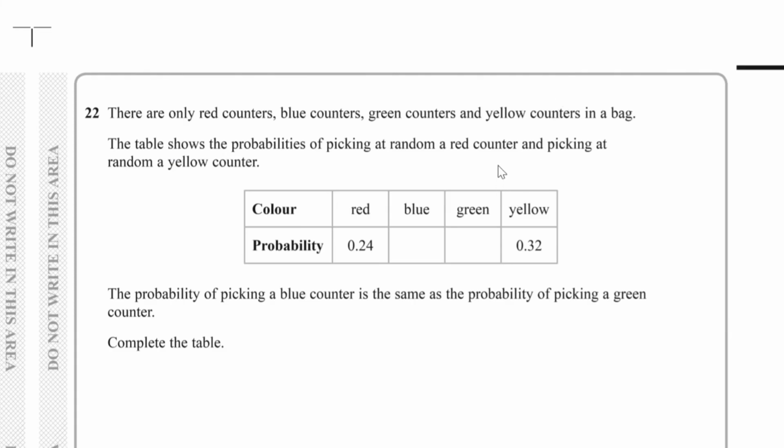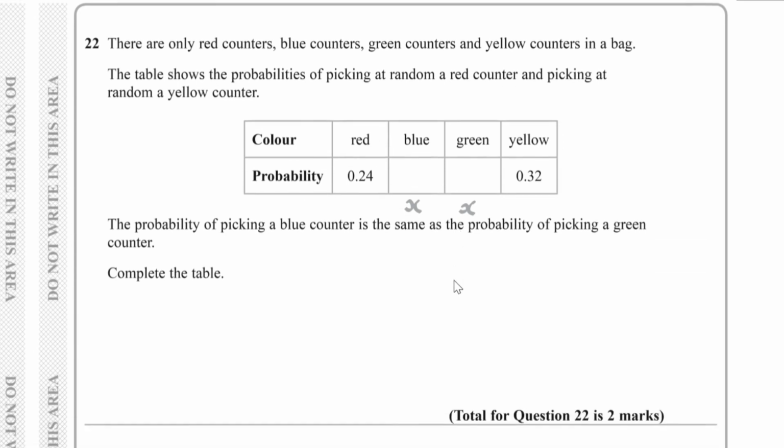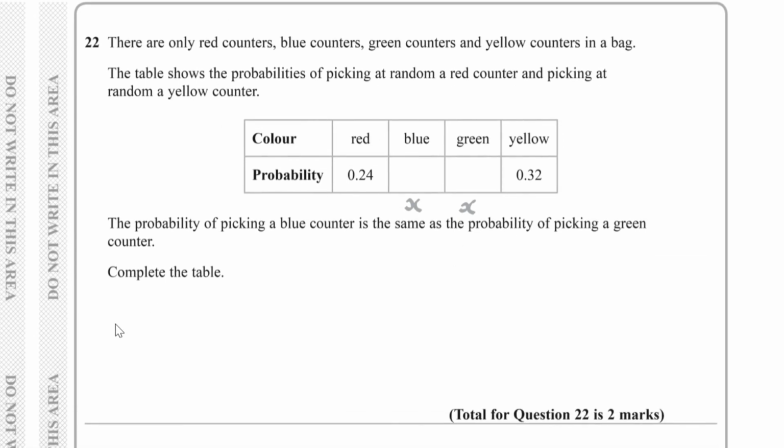Question number 22. There are only red counters, blue counters, green counters and yellow counters in a bag. The table shows the probabilities of picking at random a red counter and picking at random a yellow counter. The probability of picking a blue counter is the same as the probability of picking a green counter. We have to complete the table. Well, if I call the probability of blue x, that means the probability of green is also x. And what we know is probability adds up to 1.